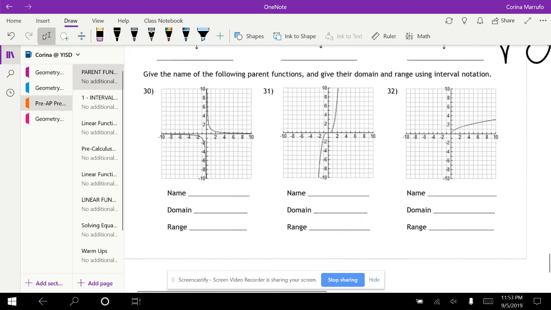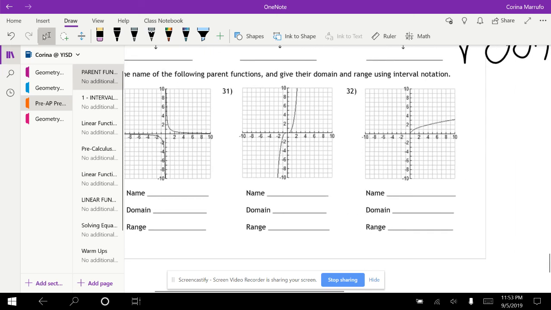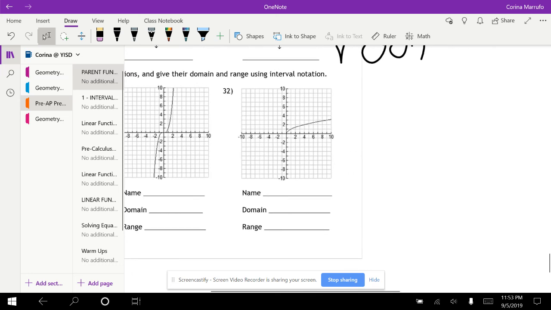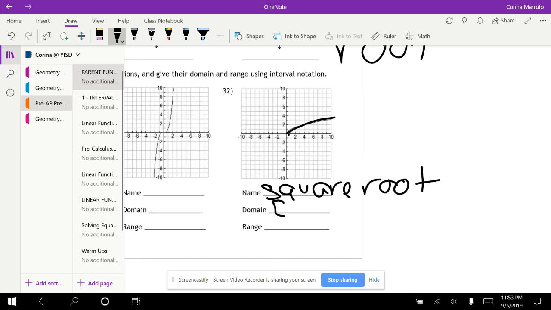All right, the next one says, give the name of the following parent functions and give their domain and their range. So this one also is a square root function. It starts at one point and then it goes on. So the name is square root. Your domain is going to start at 0. It does start at 0, it touches, so it's going to be a bracket. It goes to positive infinity. That's going to be your domain. And then your range also starts at 0, and it goes up very slowly to positive infinity. So from 0 to infinity.